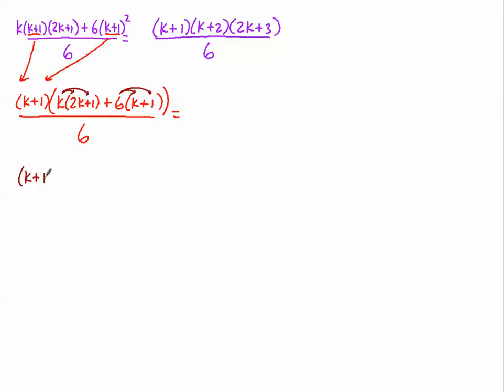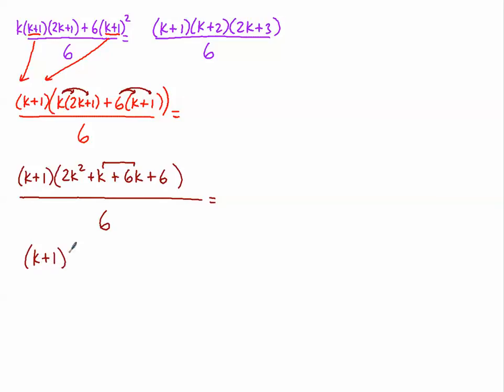We've got the K plus 1 and the 6. That's great. This is 2K squared plus K plus 6K plus 6. And then I've got my like terms together to make 7K. Okay. 2K squared plus 7K plus 6 all over 6.